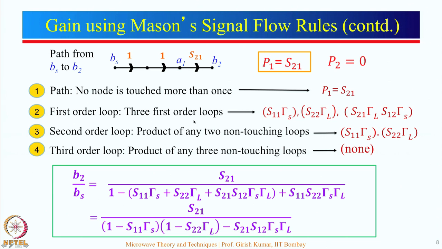Okay. So, there are 3 first order loops in this particular case, and the loop gain for these 3 loops is given by these expressions here. So, this is the first one, second and third one.